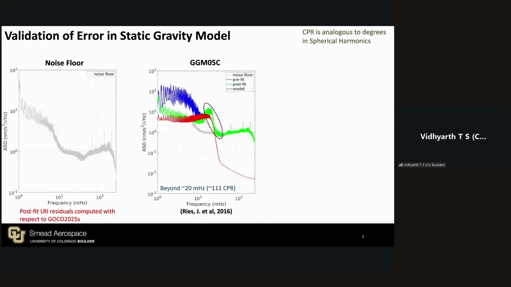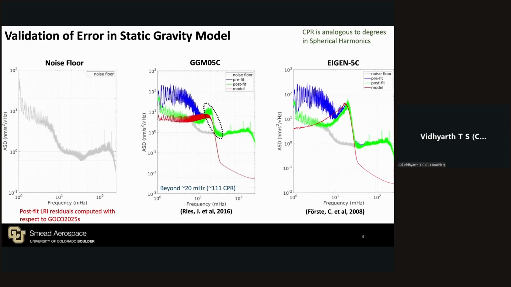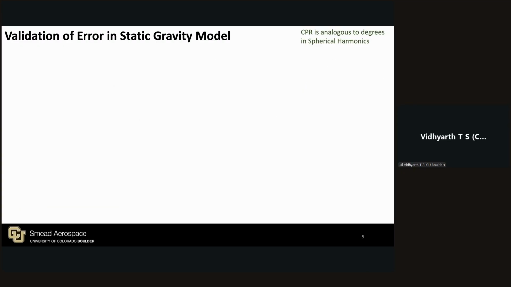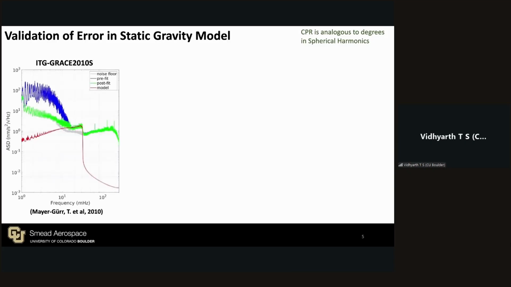With that idea, we could see that beyond 20 millihertz or 111 CPR, the error provided by this model agrees with the post-fit residuals from the LRI measurements. When I go to the EIGEN-5C model, we could see that the error pattern provided by the model aligns very well with the post-fit LRI residuals, and beyond 17 millihertz or 96 CPR, the error provided by the model matches the post-fit LGD LRI residuals. When I go to the ITG-Grace2010S model, beyond 10 millihertz frequency, we could see that the fit is perfect, in that the post-fit LGD LRI residuals match exactly with the error provided by this model.